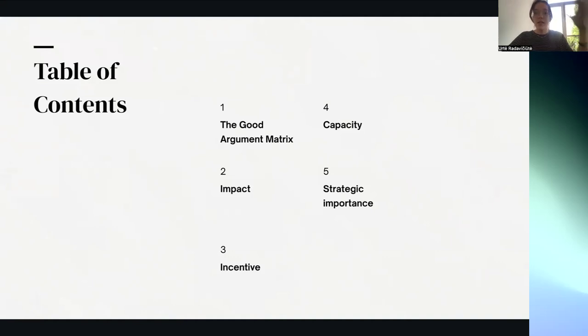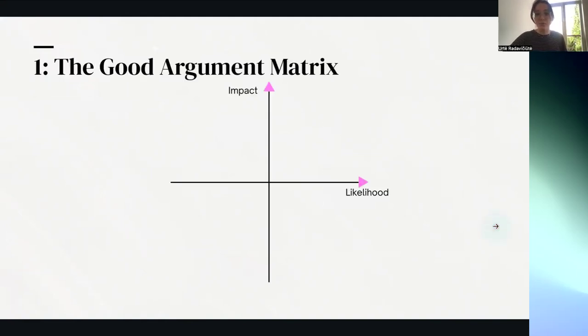Firstly, this thing that's called the good argument matrix, essentially 4 categories within which every argument in a debate falls. Then we'll go through how to create an impact-driven case, which is going to be a very small part of the workshop, and then move on to separately incentives, capacities, and lastly, the strategic importance of doing this analysis in the first place and how to drive it further.